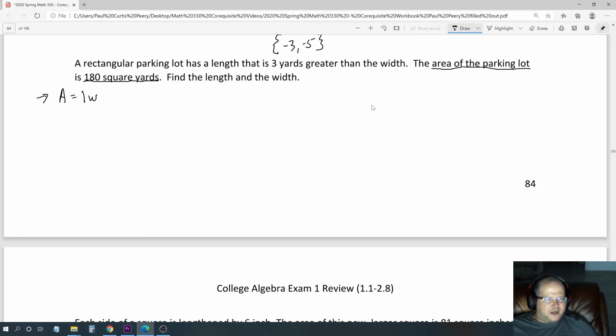Now we want to define our variables. Do we know what A is? What's the area? Well, it's 180 square yards. I'm leaving out the units. I'm being lazy. What about length? Do we know what the length is? The length is 3 yards greater than the width. Okay, cool. So it's width plus 3. And what's width? Well, width is just width. So we're just going to leave it as width. All right, I can even do this. That's not necessary, but you can do that.